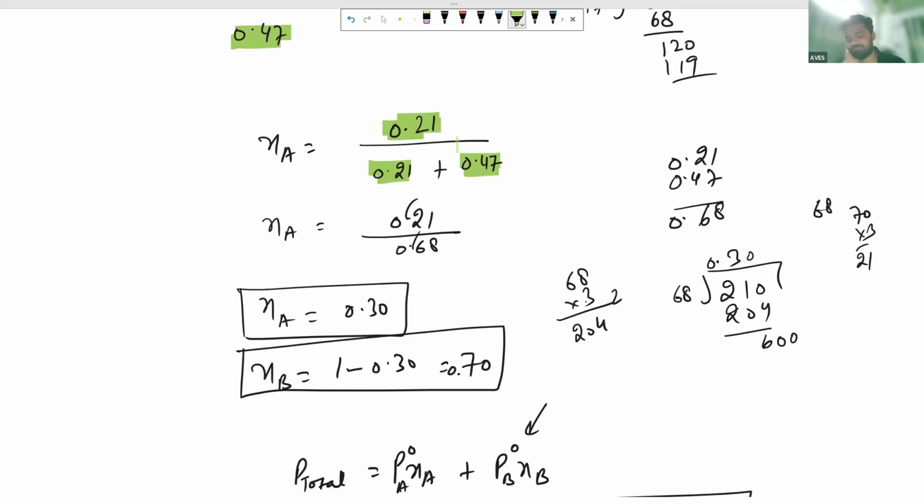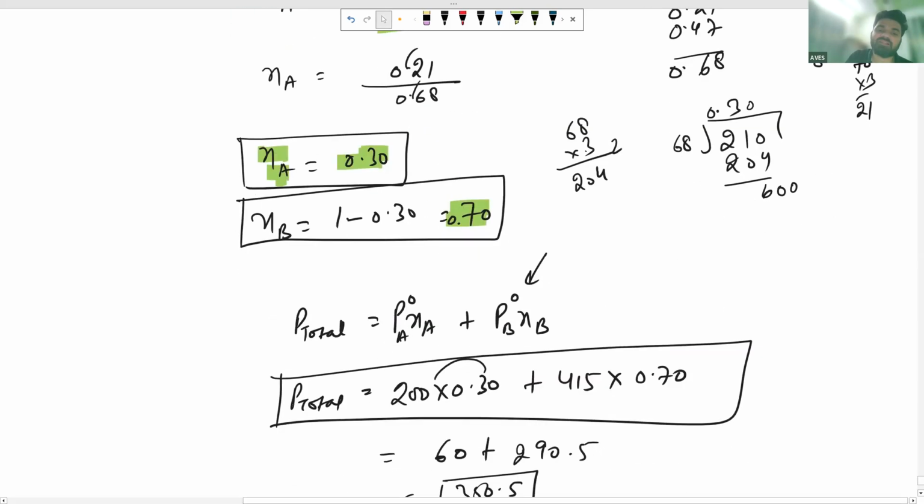Okay. Is that clear? Yes, sir. Now, if the approximate value of the mole fraction of A is 0.30, then the mole fraction of B, XB, will be 1 minus 0.30, because if we know the mole fraction of A, we just subtract this value from 1 to get the mole fraction of B. So you just get this value.